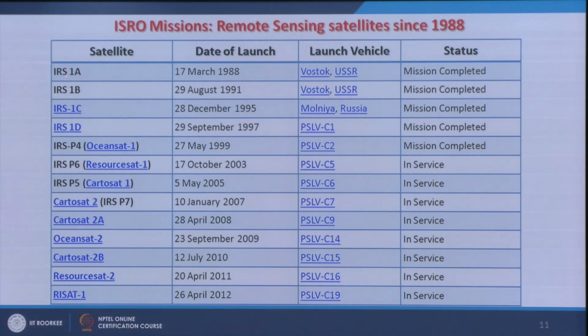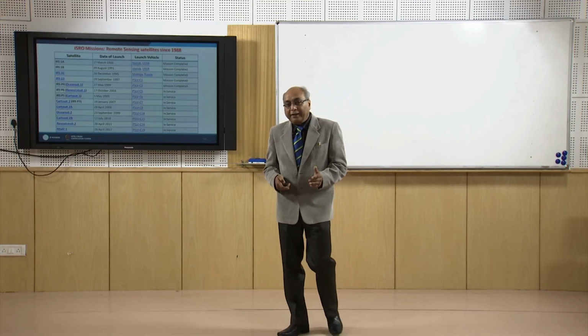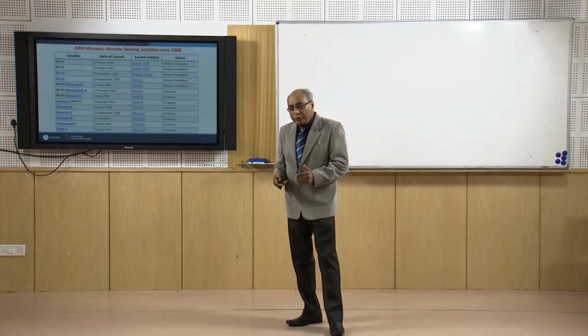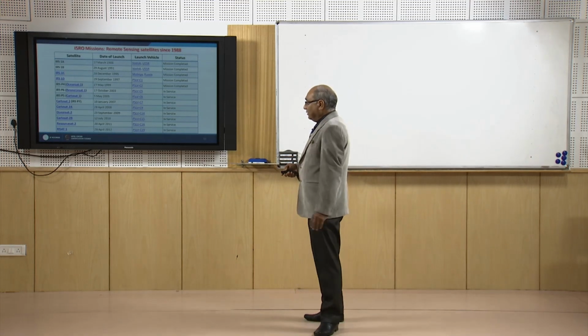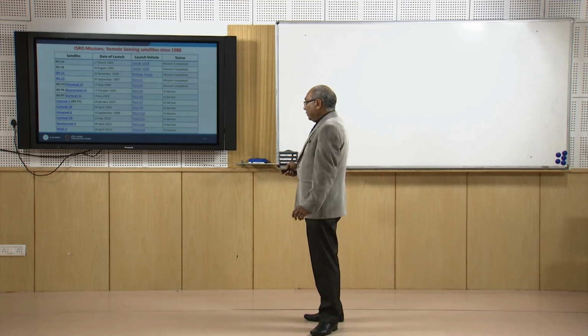So IRS 1A and this series continued: P4, P5, P6, then Cartosat 2, then OceanSat, Cartosat 2B, ResourceSat, and RISAT. This is a different satellite, a radar remote sensing satellite, launched in 2012. Many of them are still in service, some have completed their missions. This is because each satellite has some design life; many live longer than their design life, and a few, for other reasons, may not live even their design life, but that is very rare.